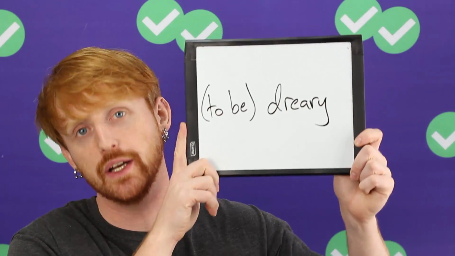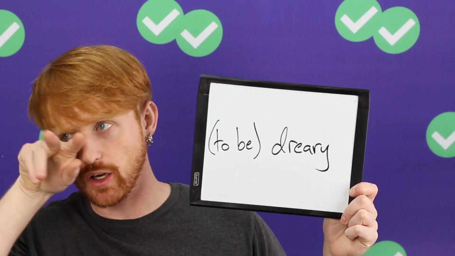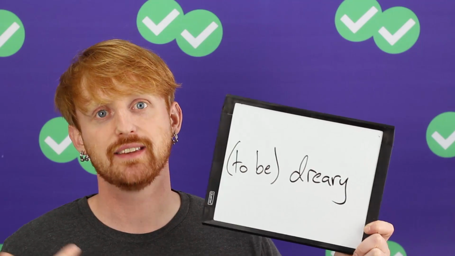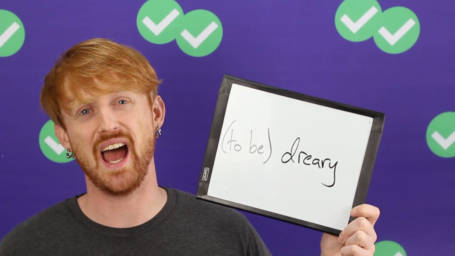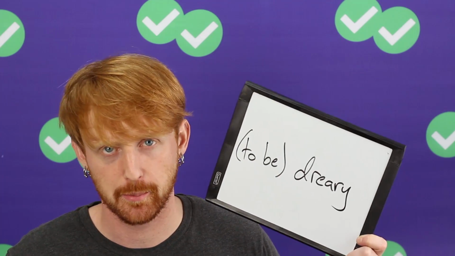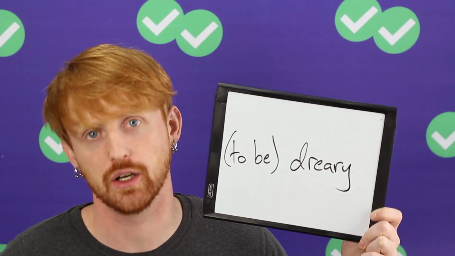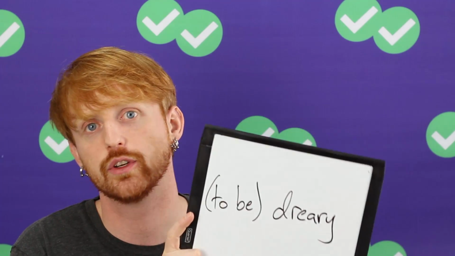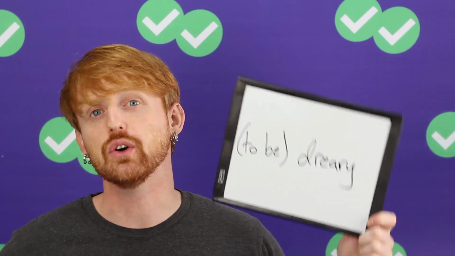Okay, so first, this word, dreary. This is not just dark visually, but also dark emotionally. It's really a little sad and boring and gray. It has no color, so the day can be dreary if it's cloudy out. Or you can just feel dreary if you feel sad and bored and tired and gray.